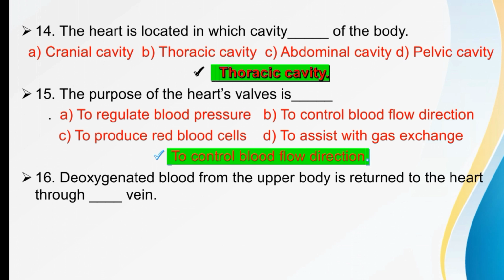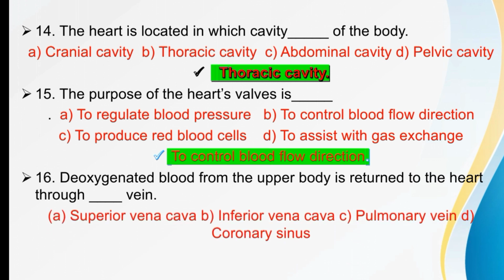Deoxygenated blood from the upper body is returned to the heart through dash vein: superior vena cava, inferior vena cava, pulmonary vein, or coronary sinus. So the right option is superior vena cava. It supplies the deoxygenated blood from the body to the heart.